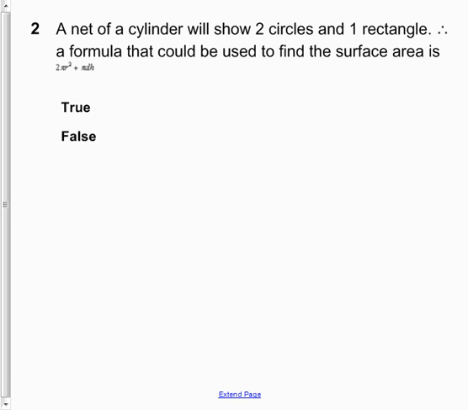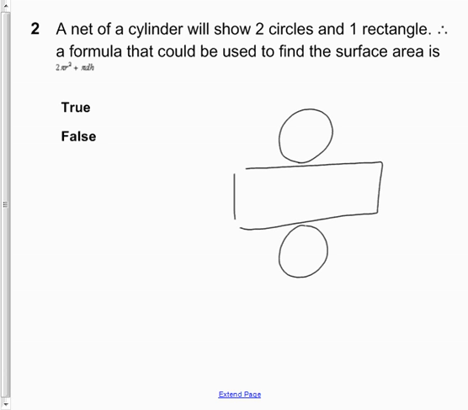Question 2: a net of a cylinder will show 2 circles and 1 rectangle. Therefore, a formula that could be used to find its surface area is 2 pi r squared plus pi dh. The answer for that one is true. And remember, when we're talking about surface area, this is a pi r squared for area, and this is a pi r squared for area. So in our overall formula, we have actually 2 pi r squareds. And you can think of the plus symbol as being "and."